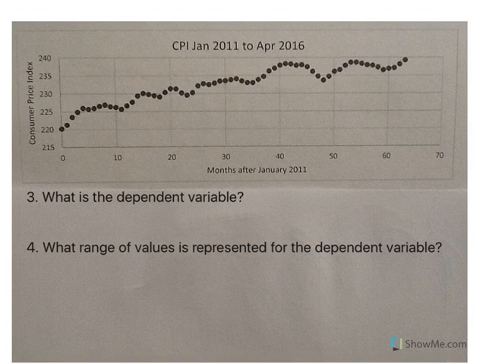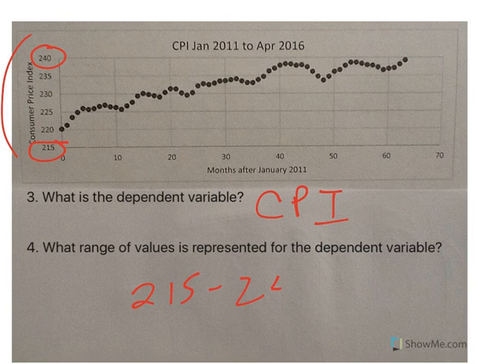What's the dependent variable? Well, that's on the vertical axis, so CPI. And what range of values is represented there? Well, it's hard to see because I crossed it out, but 215 to 240. And those are the range of values for the CPI.